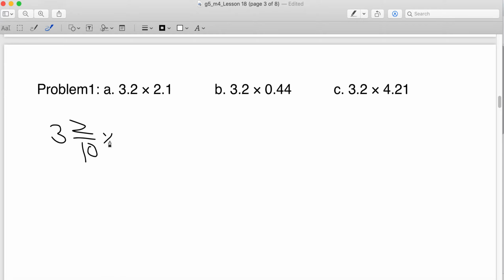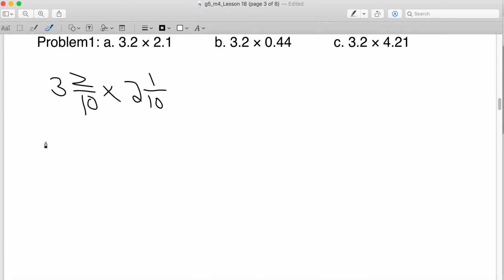And we're going to multiply that by 2 and 1/10. This is not new for you, right? So this is 32/10. I hope you're okay with that. Because you can do it two different ways. This is 3 times 10 plus 2, which is 32.